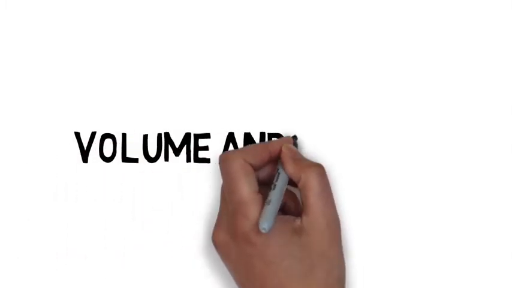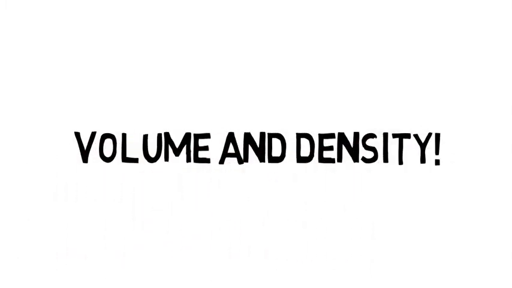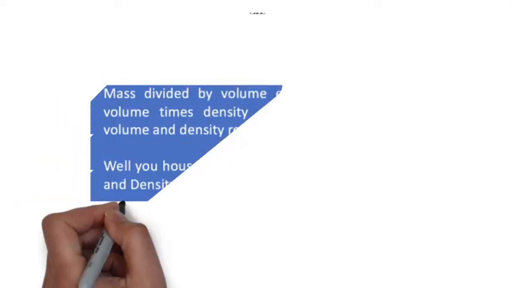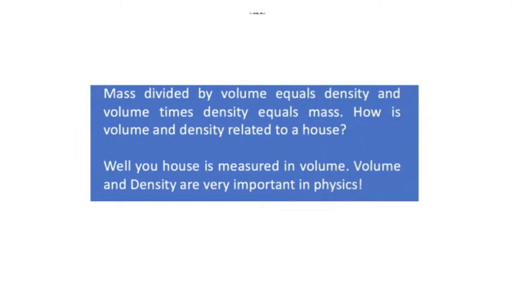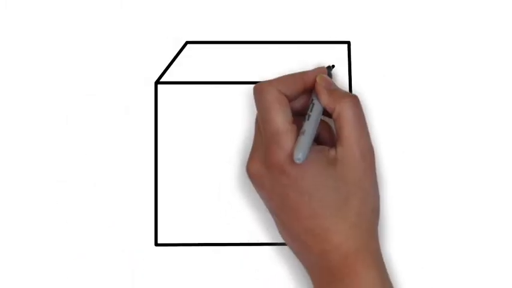So then comes volume and density. Now these guys play a really important role in science. As you can see, mass divided by volume equals density, and volume times density equals mass. How are volume and density related to a house? Well, of course, a house is measured in volume.